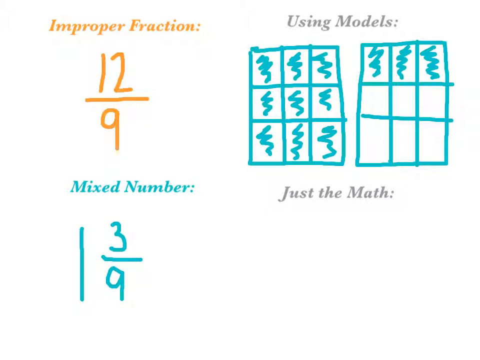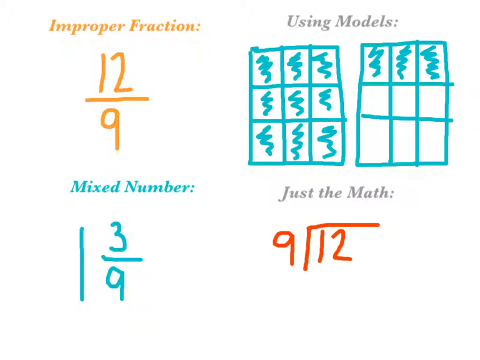What about doing just the math? If I didn't want to draw a model, what could I do? Well, earlier we talked about the riddle, didn't we? We did. That fraction is just saying 12 divided by 9. And the denominator tells us how many are in one group. So I think if you took 12 and divided it by 9, you might get 1 3/9.